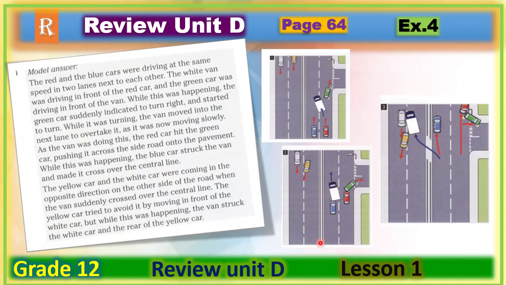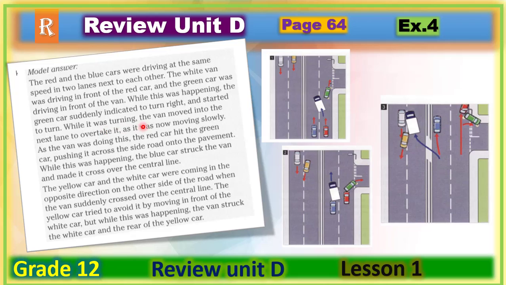Welcome again, my dear students. Now let's have a look at the pictures and the report in front of you. Okay, let's read the report here. The red and the blue cars were driving at the same speed in 2 lanes next to each other. The white van was driving in front of the red car, and the green car was driving in front of the van. While this was happening, the green car suddenly indicated to turn right and started to turn.